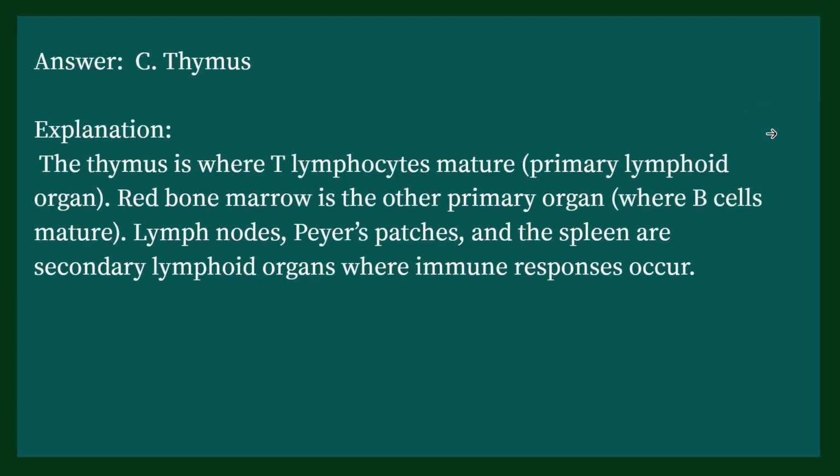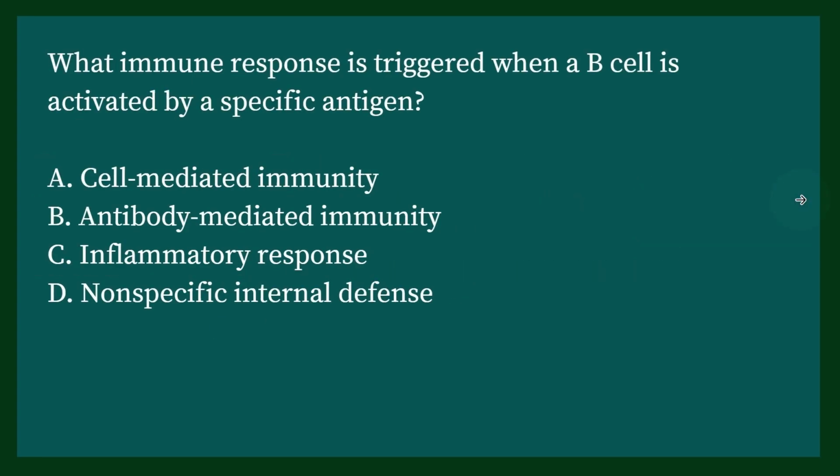Here we go. C. I'm going to read this explanation. The thymus is where T lymphocytes mature. That's a primary lymphoid organ. Red bone marrow is the other primary organ where B cells mature. Both of them start there. Lymph nodes, Peyer's patches, and the spleen are secondary lymphoid organs where immune responses occur.